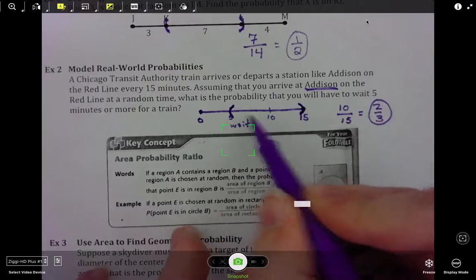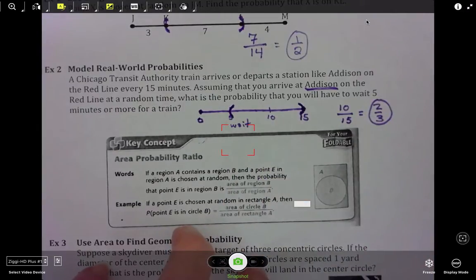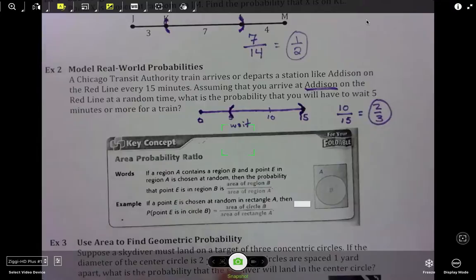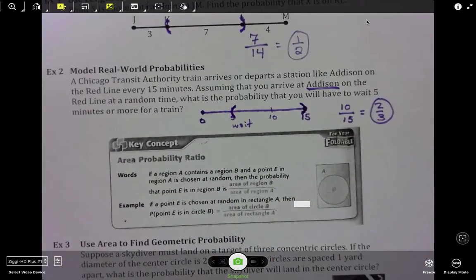It's more likely than not that I'm going to have to wait more than 5 minutes, okay? And that should kind of make sense given the diagram there. So draw out a number line that represents each one of these real world possibilities when they give it to you, and it makes it a lot easier, okay?